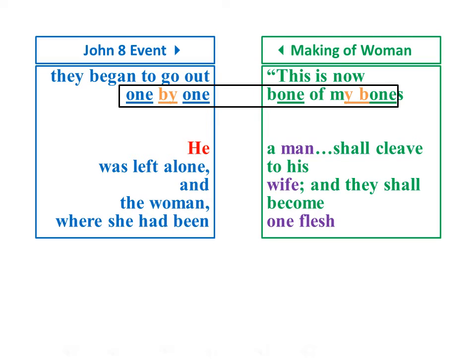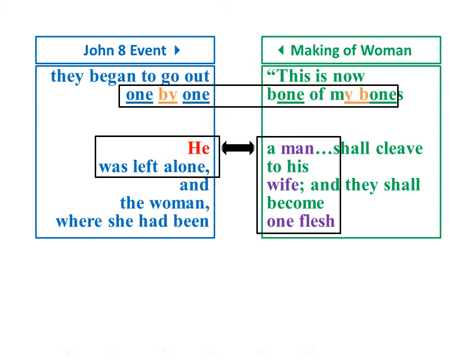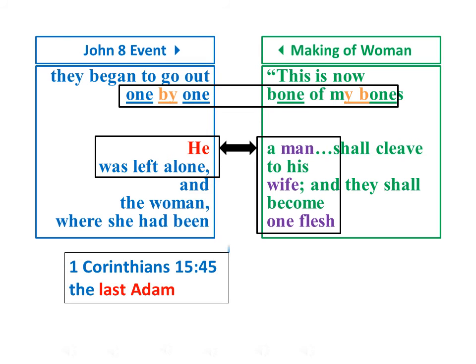Was left alone. This connects with man, his wife, one flesh. Jesus connects with Adam based on 1 Corinthians, chapter 15, verse 45. Alone. In a sense, Adam was alone again, since he was one flesh with his wife, Eve.